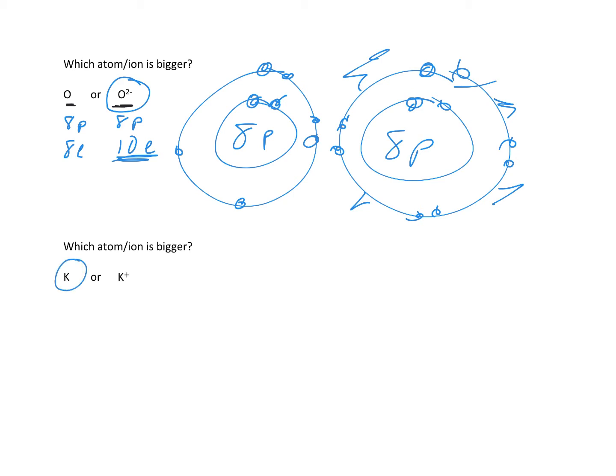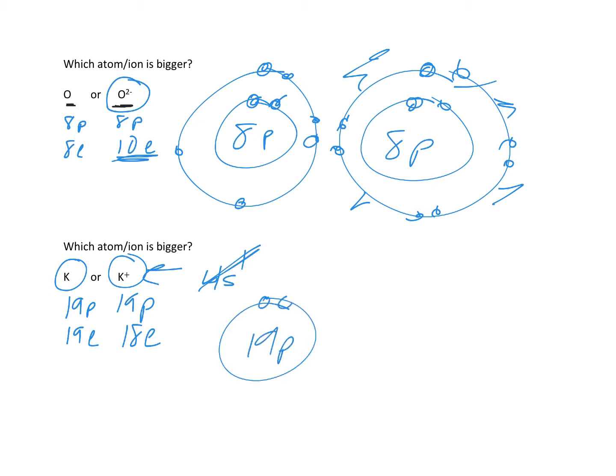The next one, K versus K plus. By definition, they both have the same number of protons at 19, because that's what makes it K. But this has 19 electrons, and this has 18 electrons. Actually, K plus has effectively lost the shell because it finishes with 4s1. If you lose that electron, you've lost your 4th ring. If you were to sketch this out with a Bohr model, you would see that.